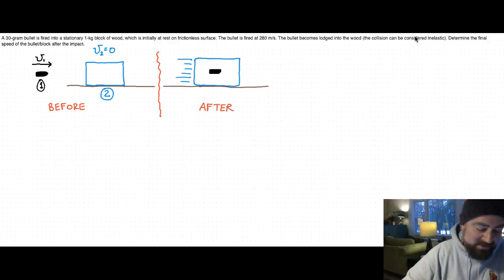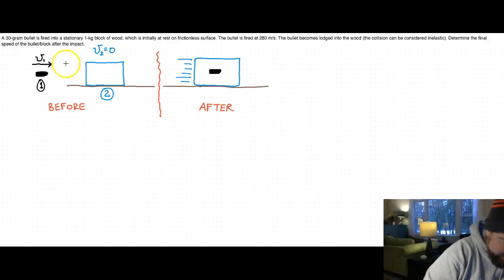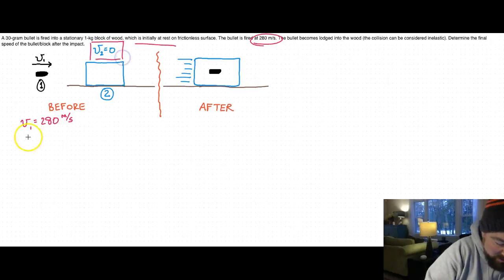So I've made a sketch ahead of time. You can see that I've described the bullet as object number 1. It's initially moving in at this known speed, v1. So we know that v1 is initially 280 meters per second. That's given to us right in the problem. They also tell us that the 1 kilogram block of wood is initially at rest, so therefore we know that v2 is equal to 0.